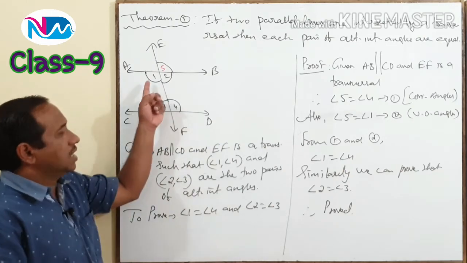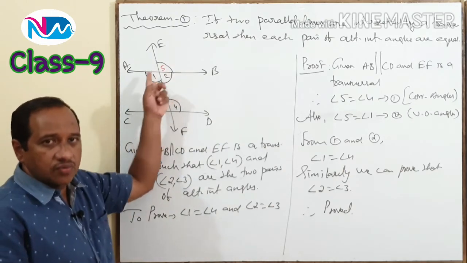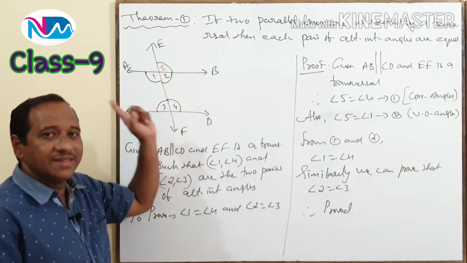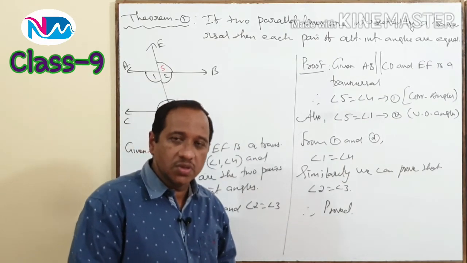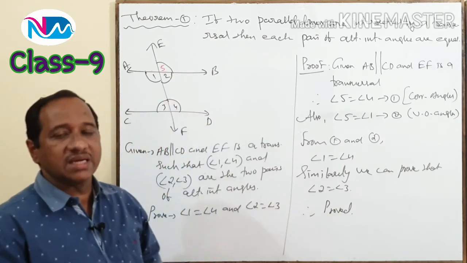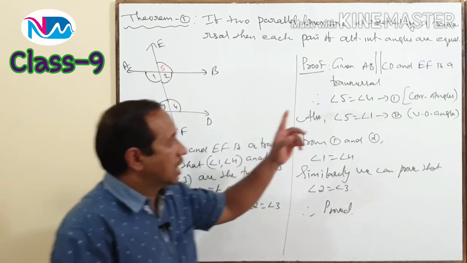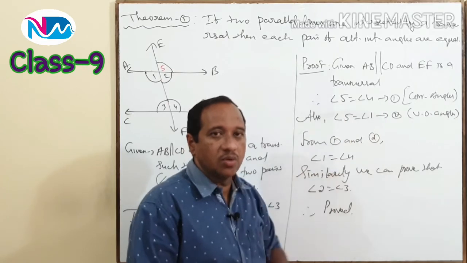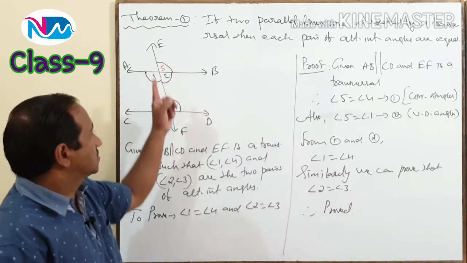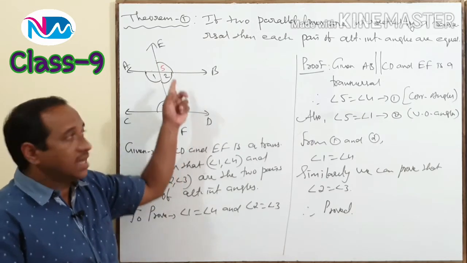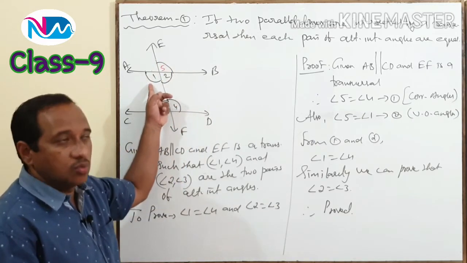Also, angle 1 is equal to angle 5 because they are vertically opposite angles. Already we have proved how vertically opposite angles are equal. So, angle 5 is equal to angle 1. So, we have two equations. Angle 5 is equal to angle 4 and angle 5 is equal to angle 1.